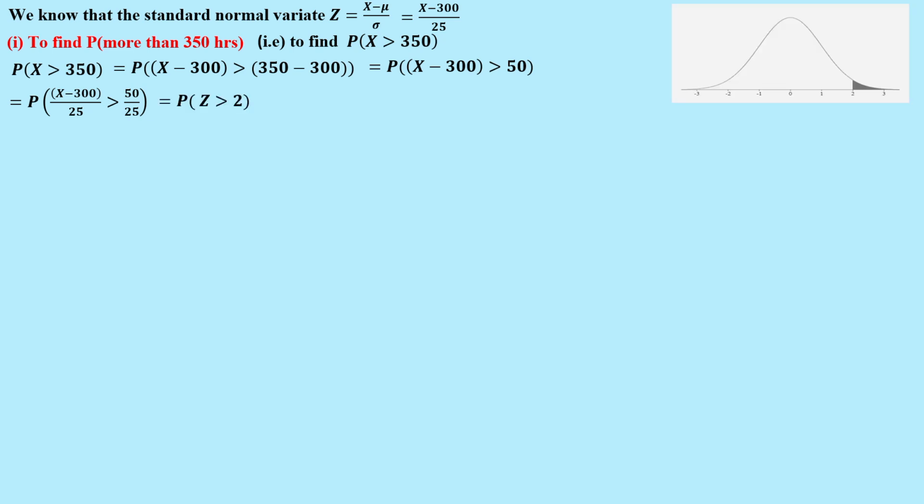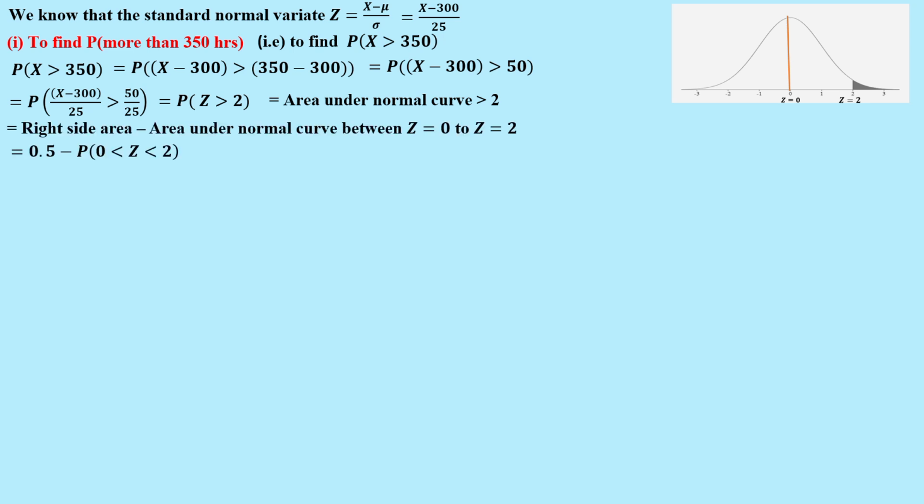So the area is the normal area greater than 2. This can be written as usual: total right side area, we need the standard area, right? So total right side area minus the right side white area, Z equal to 0 to Z equal to 2. So 0.5 minus probability of 0 less than Z less than 2. So 0.5 minus 0.4772, the probability is 0.0228.